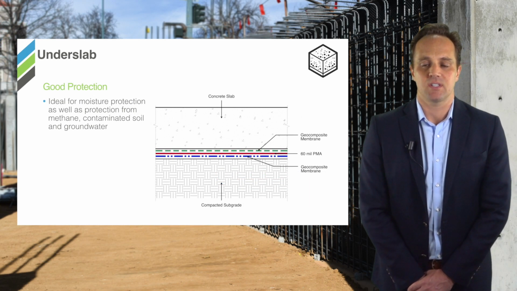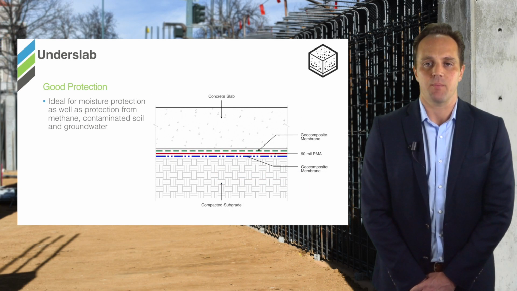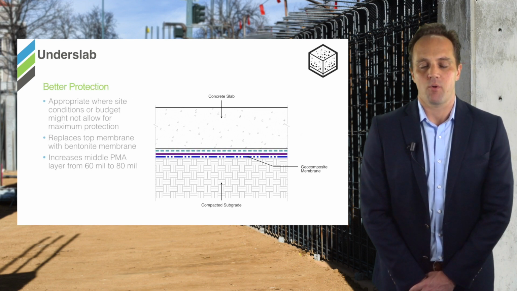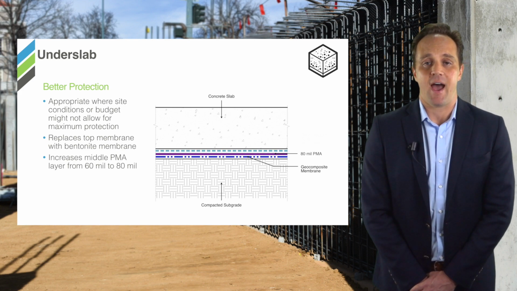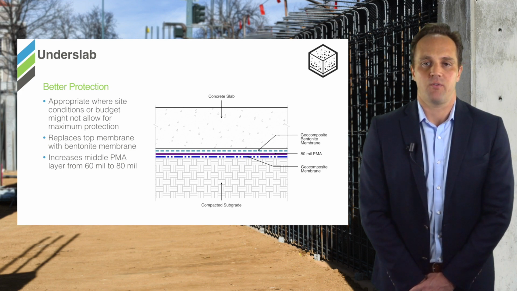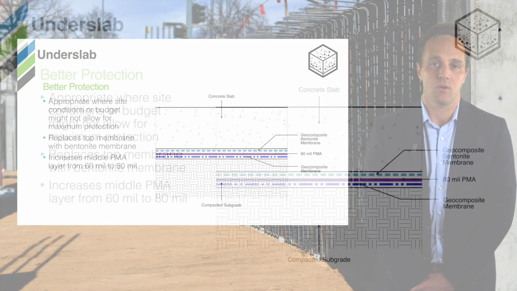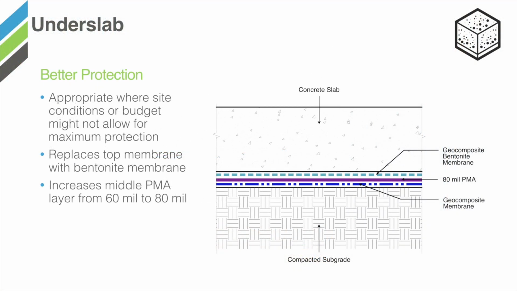A way to increase this system is by taking everything up a level. The way that this is done is by increasing the polymer-modified asphalt from 60 mils to 80 mils, and then adding the bentonite protection course. This provides another layer of redundancy for applications that require more waterproofing protection or when hydrostatic conditions are present around the base of the slab.